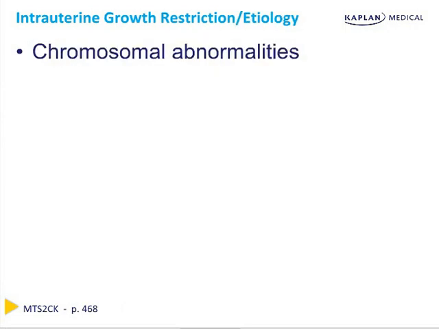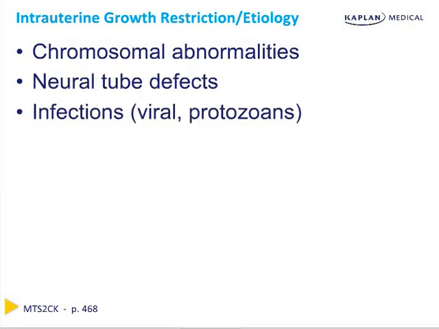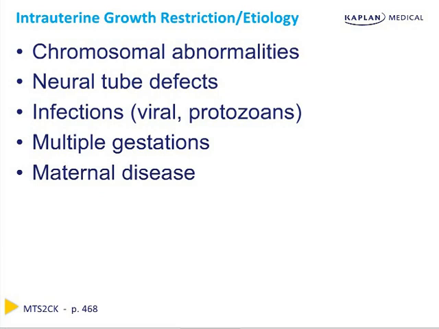On the Step 2 exam, you may be asked to diagnose IUGR and identify the risk factor which may have led to it, and it's important to understand the different etiologies. As we discussed, chromosomal abnormalities can cause IUGR, along with neural tube defects. Infections are an important cause, particularly early on in pregnancy. Viral causes include rubella, varicella, and cytomegalovirus, and protozoans can also cause IUGR.